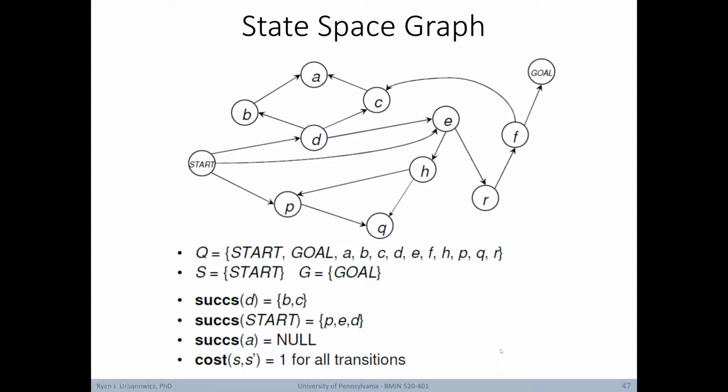Using our same state space graph example from before, we break it down formally as we've seen earlier. This is our problem space, including all possible states, our starting state, and our goal state. Further, we can define successor functions that show where we can go from one state to the next. So in this case, D can go to either B or C, and actually in this case also to E. And our successor state from start would be to go to P, E, and D. Notably, for our state A, we can't actually go anywhere else, and so our successor function is null. In this example, the cost function for all state transitions is assumed to be 1.